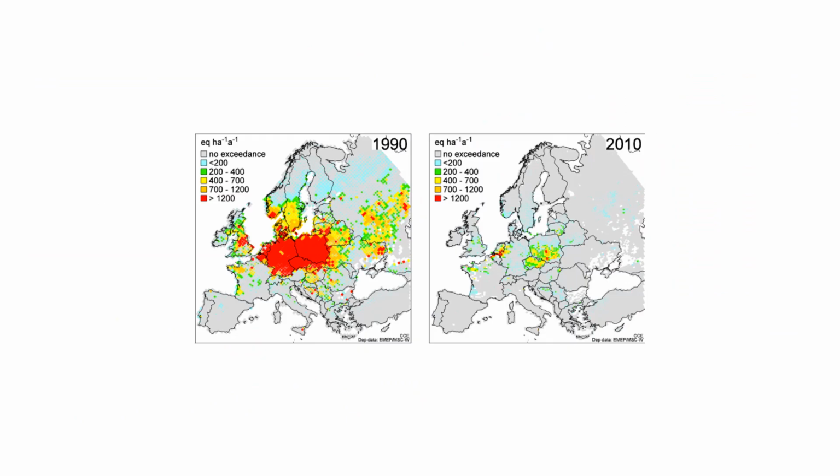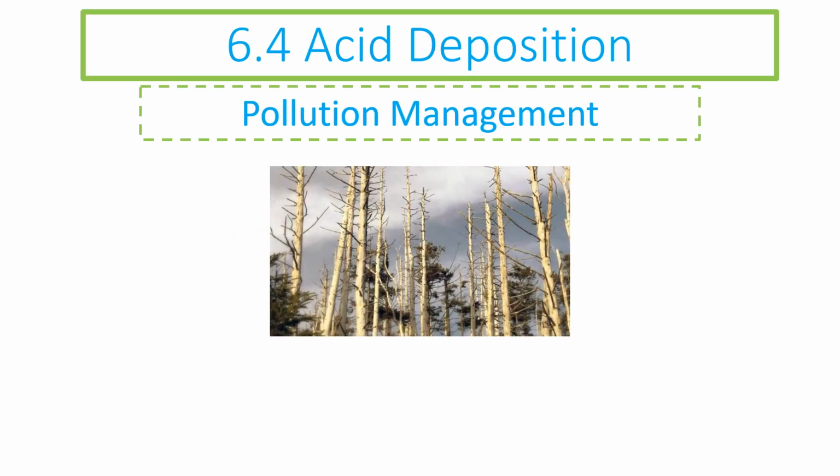And here are some graphs. You can see how the amount of acid rain has changed in Europe over 20 years, as our knowledge of it has massively increased. So the second section of this video is, well, how do we actually monitor pollution and manage pollution to do with acid deposition?